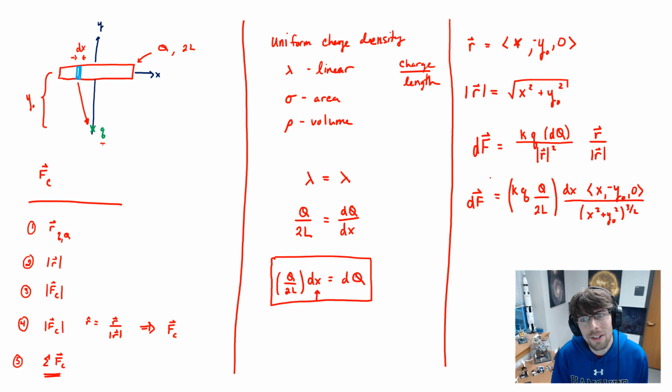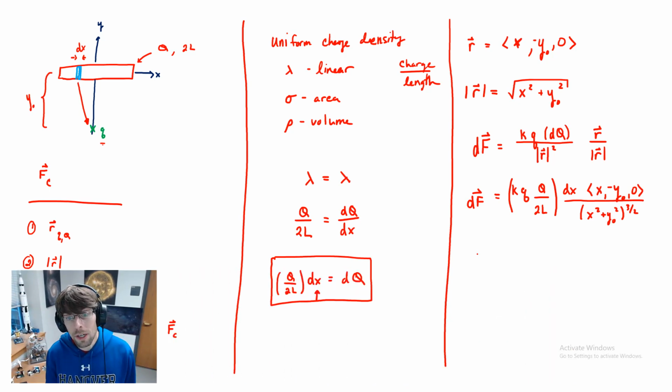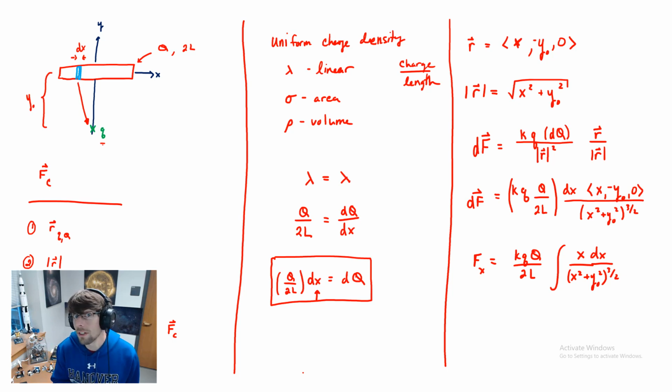Well, treat it just like we've done all the other vectors. Let's break it into components. And so indeed, what we can do is integrate, let's say f of x. I will only look at the x component, 2L, and I'll have to integrate x over x squared plus y naught squared to the 3/2 dx, and that is the integral that I'll have to do. Oh, quick, limits of integration? Yeah, good. Say negative L to positive L.